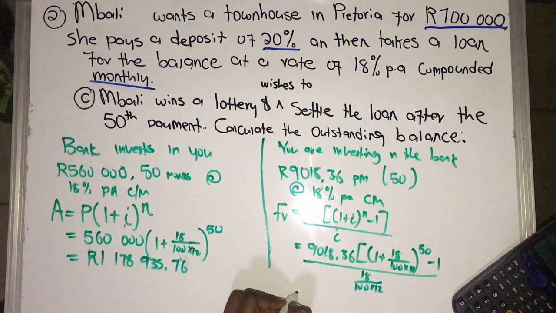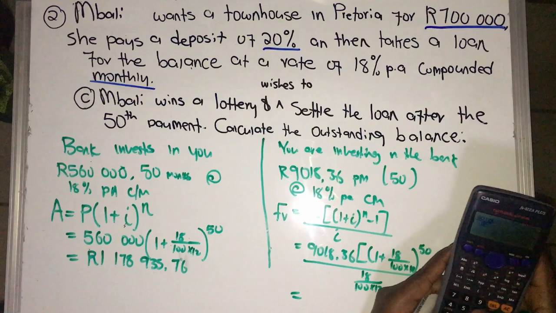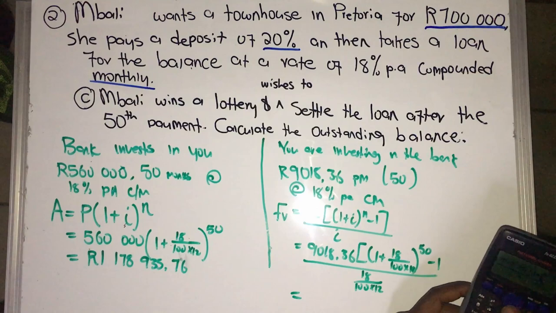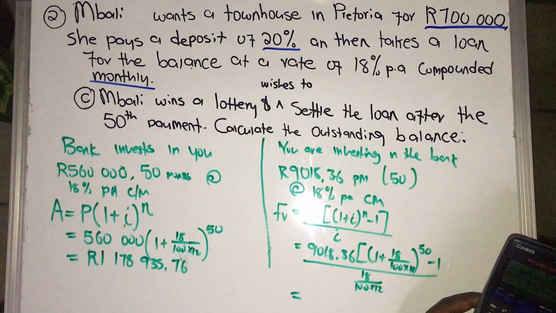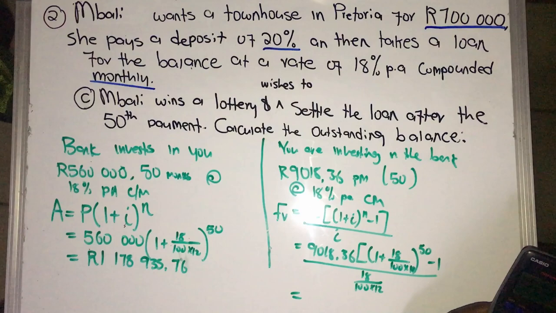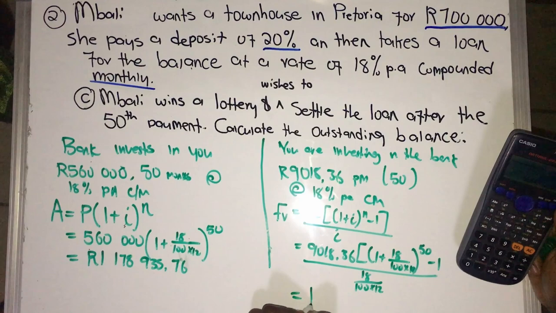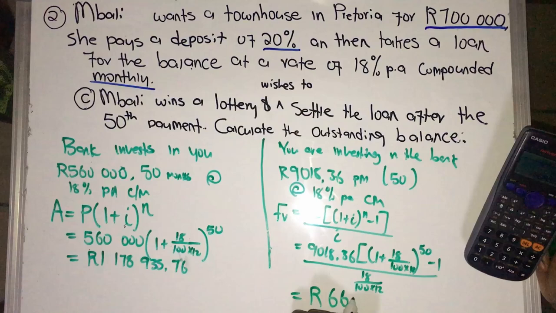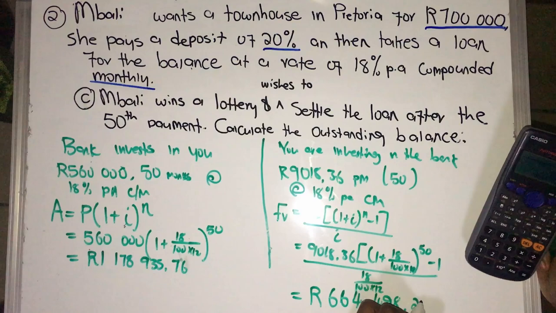We can quickly calculate: 9,018.36 times (1 plus 18 over 100 times 12, all to the power of 50, minus 1), close the bracket, with the denominator 18 over 100 times 12. So for the months that Mbali has been paying, the payments are worth 664,498 rands and 27 cents.